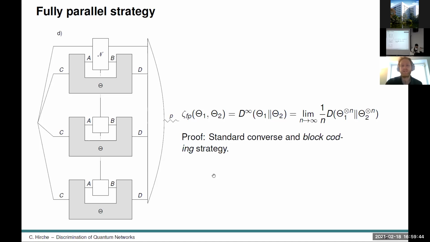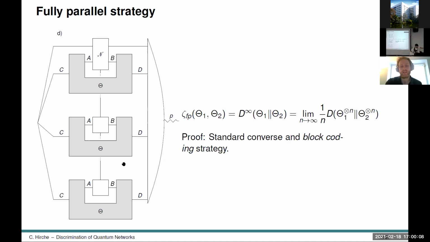So this is now where it starts to become really interesting, because these fully parallel strategies seem to be in general more powerful than the adaptive strategies that we usually use. So either we have to accept that these are actually more powerful in the network case, or we have to find more powerful adaptive strategies.